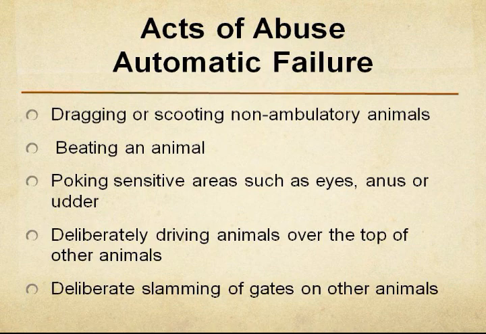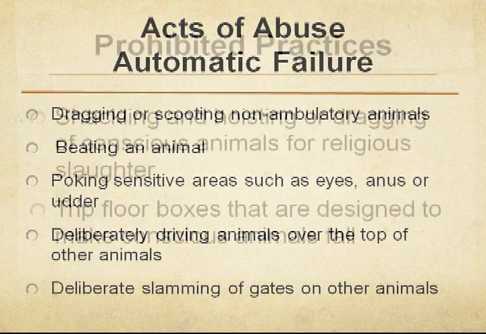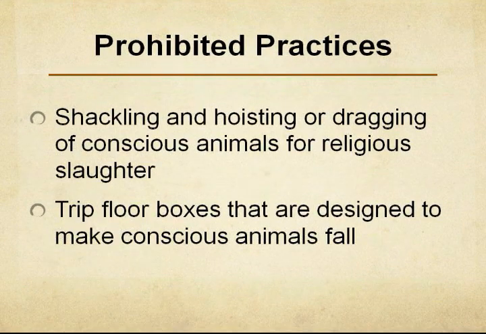Also, we have written in there that the acts of abuse are not limited to this list. I can't figure out every perversion somebody might do and list it, like putting cigarettes out on them or some other really bad thing like that. And then there are some practices that are prohibited in the American Meat Institute guideline. According to the industry guidelines, shackling and hoisting or dragging of conscious animals for religious slaughter is banned. The Humane Slaughter Act has an exemption for that.